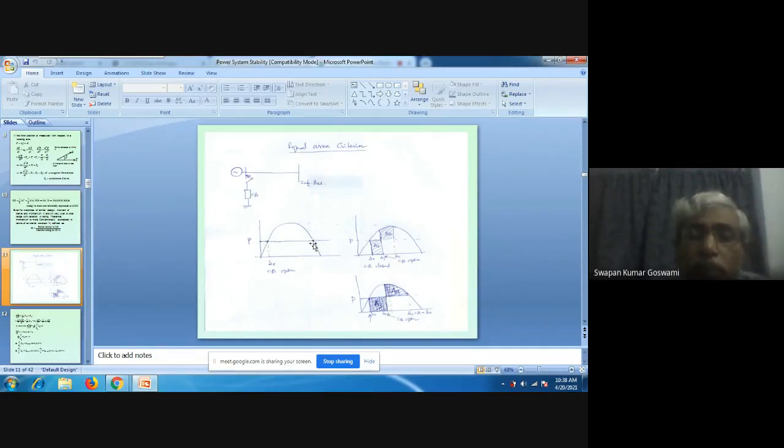Obviously, this will not be the operating point. Perhaps I have already explained why this will not be the operating point. If that is not clear, you tell me, I shall be explaining it again today. So this will be the operating point.